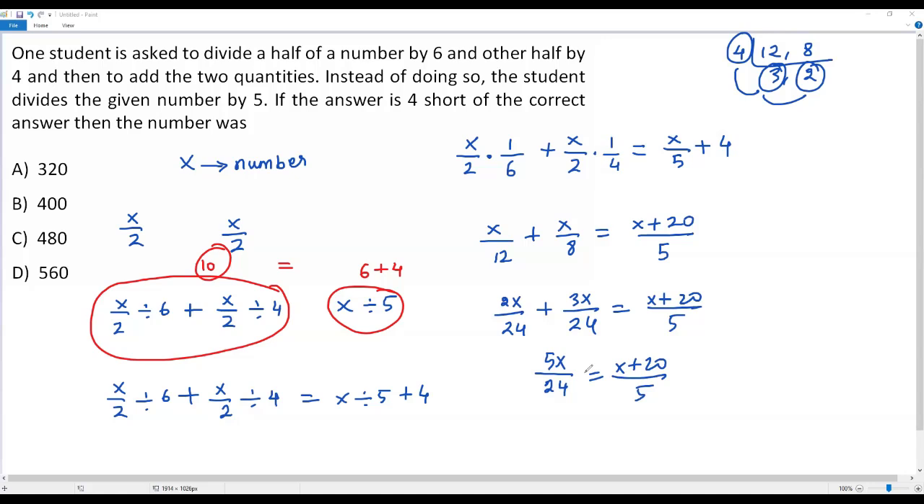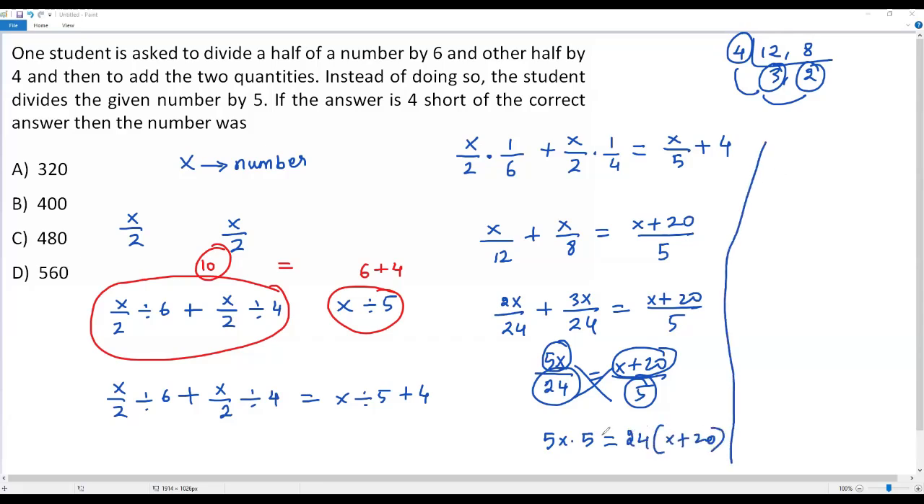Now to solve for x, we can do the cross multiplication. That is, this numerator 5x has to be multiplied by this denominator, that is 5x times 5, and this numerator has to be multiplied by this denominator. Then I'm getting 24 times x plus 20. Let me continue over here. 5x times 5 is 25x, which is equal to, when I distribute this 24 to this x and 20, 24x plus 480. Now let me subtract 24x from both sides.